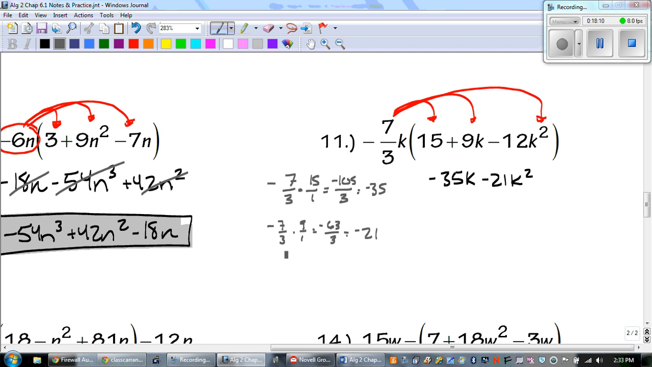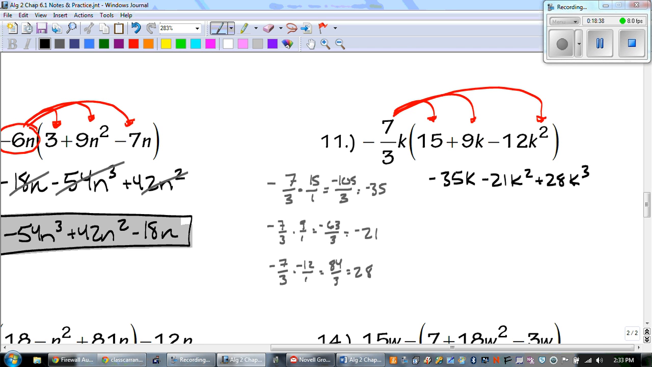Last one. Negative 7 over 3 times negative 12 over 1. What's 7 times 12? Yeah, you should have gotten 84, and it's going to be a positive 84. And then when we divide that by 3, we get 28. So positive 28, and that's going to be k cubed.